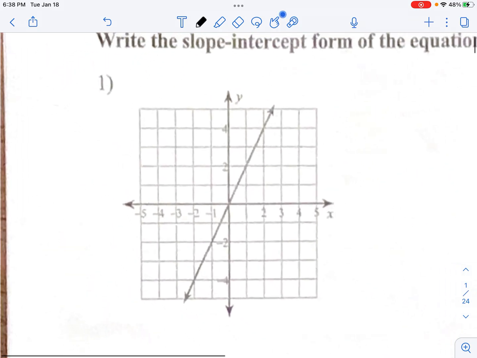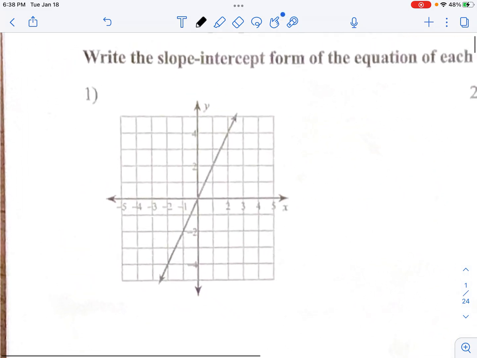All right, so number one, what we need to do first is find two clean points. What I mean by a clean point is a point that crosses directly through an intersection. Your y-intercept is usually one of them, where your line crosses the y-axis. Now we need to find another clean point, which would be right here, that crosses directly through that intersection. You really only need two clean points, okay?